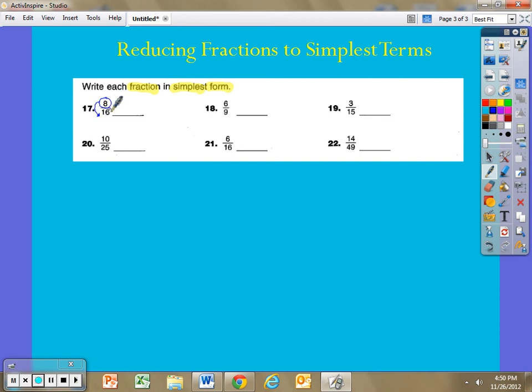2. So that means 8 goes into both. So now I divide both by 8. 8 divided by 8 is 1. 16 divided by 8 is 2. When I have the numerator and denominator within one of each other, I can't reduce that anymore, I can't simplify that anymore, so that's 1/2, I'm done.